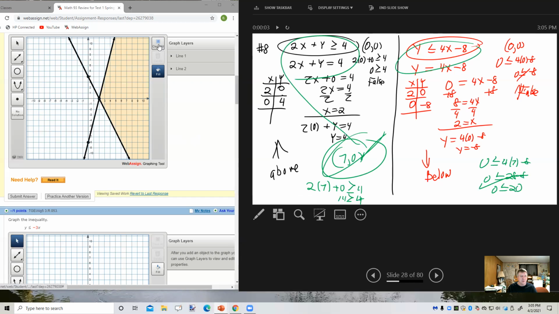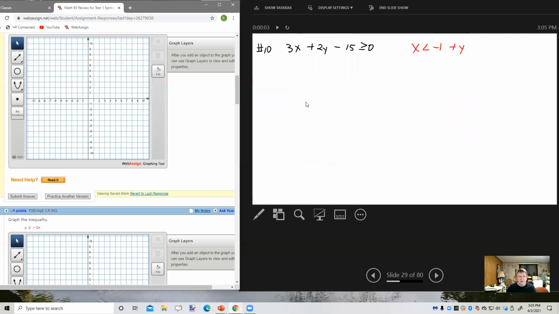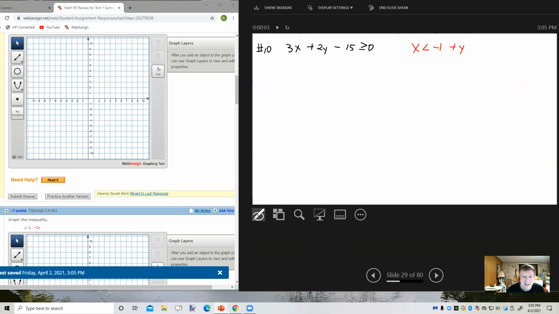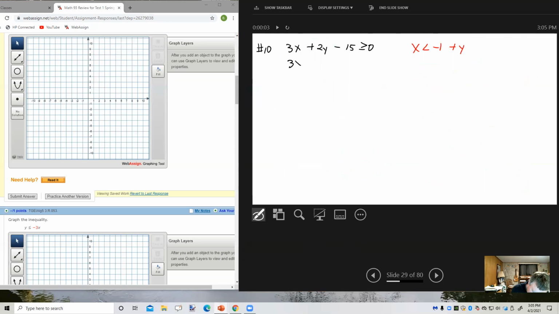So we're going to clear this and go to problem number 10. Change back to black ink there. So we're going to take this inequality and we will find its related equation, which would be 3x plus 2y minus 15 equals 0. And I'm going to find a couple of ordered pair solutions. How about the x and y-intercepts?